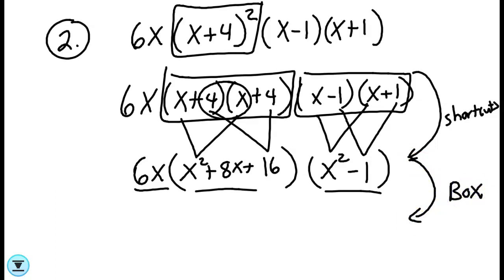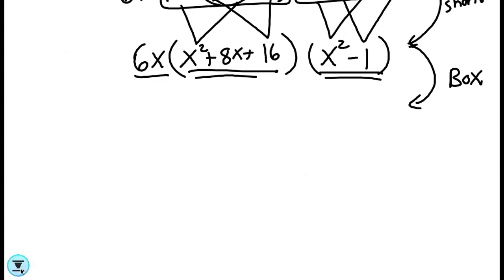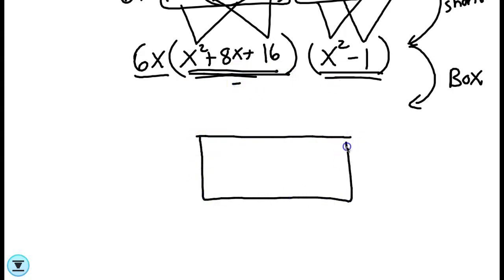Now this time though, our box is going to look a little bit different because it's a trinomial being multiplied with a binomial, right? So let's go ahead and take a look at that. Actually, I'm going to leave that 6x off for a second, and I'm just going to do the box method. So since this one has 3 terms, it's going to be a 3 by 2 box. I've got 3 terms and 2 terms, so it's going to be 3 by 2. So that would look like this.